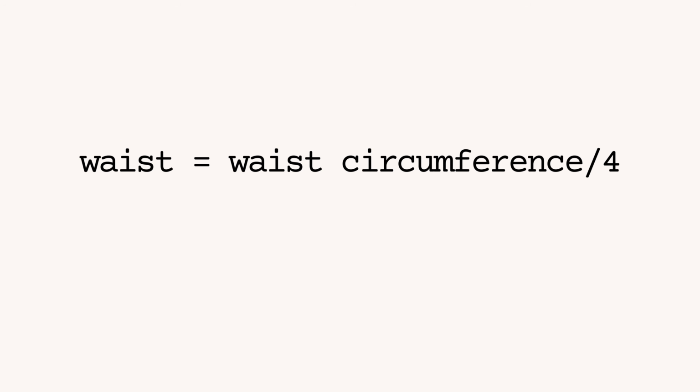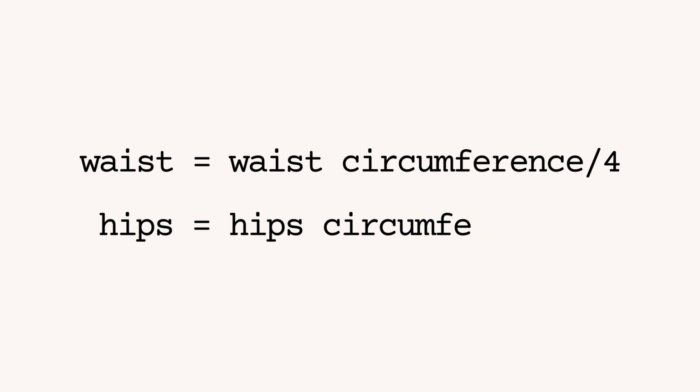We'll draft half of the front and half of the back, so we don't actually need the full circumference measurement that we got. So take a calculator and divide the waist circumference by 4 and also divide the hip circumference by 4. These will be our waist and hips measurement for now. And we also need to calculate the measurements for the darts.